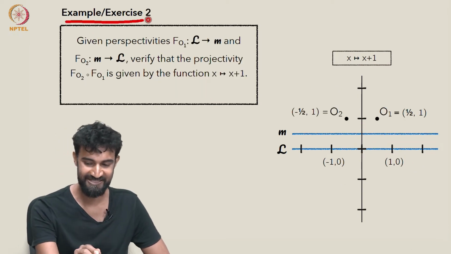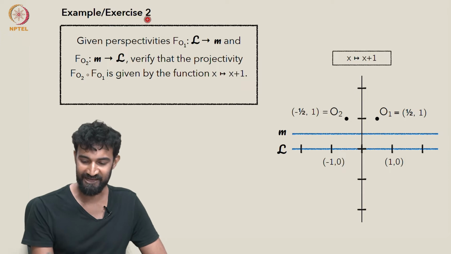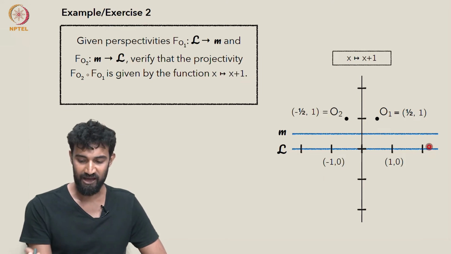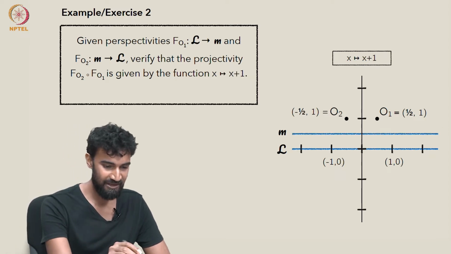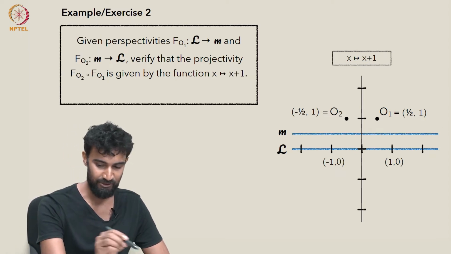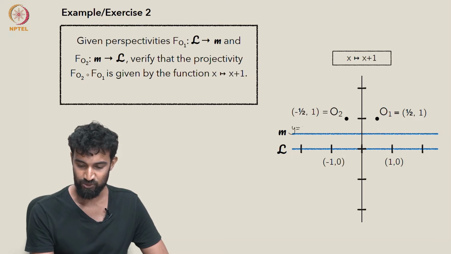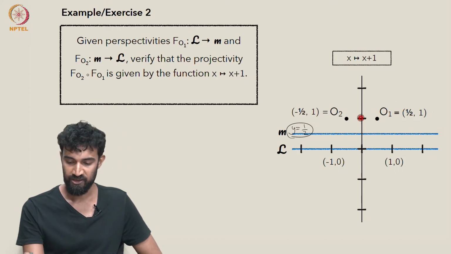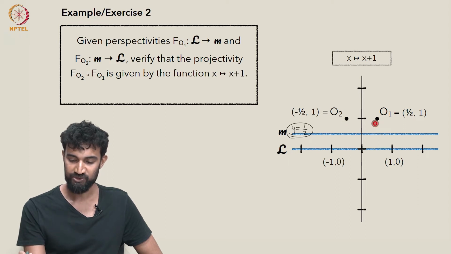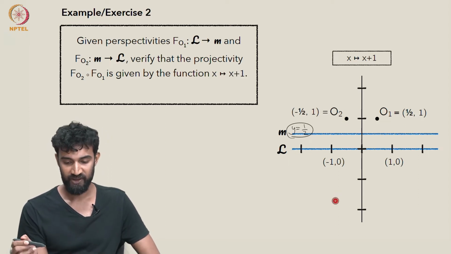Okay, let's look at a second example. This is a totally new example. Again, we have our line L. Again, I'm taking the same line M equals 1 half. Let me just write that so it's clearer. Y equals 1 half. That's our point M. But I have two new centers, O1 and O2. O1 is equal to 1 half comma 1. And O2, which is right here, is equal to negative 1 half comma 1.